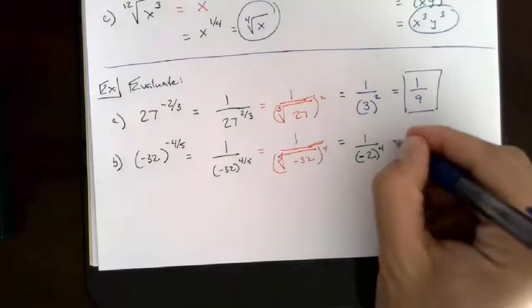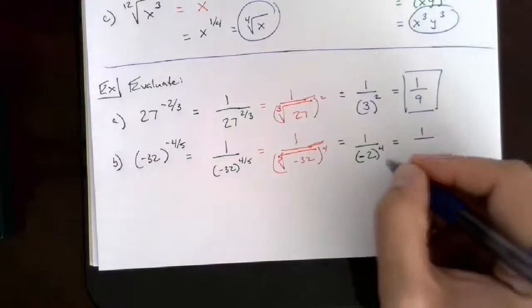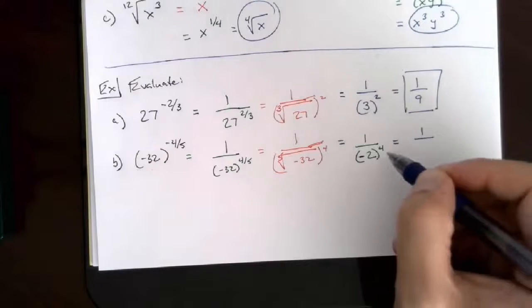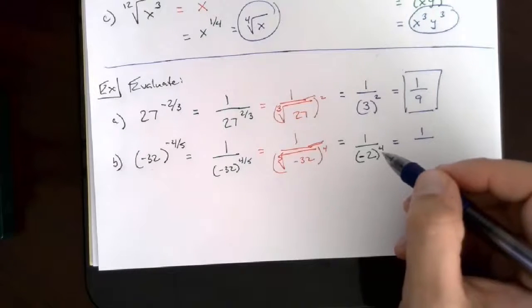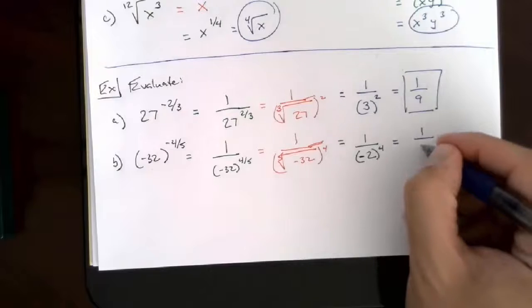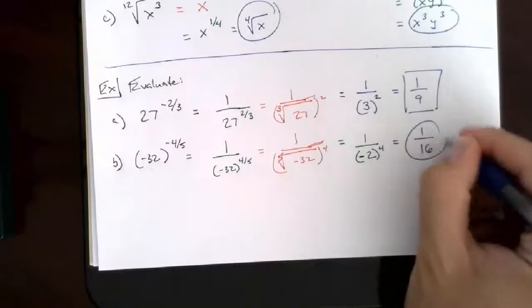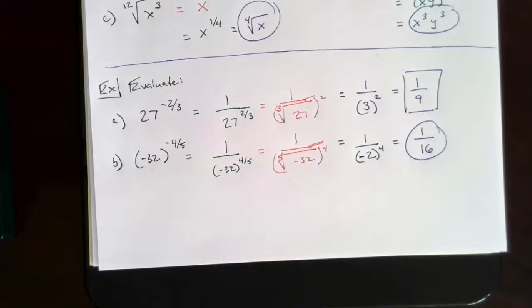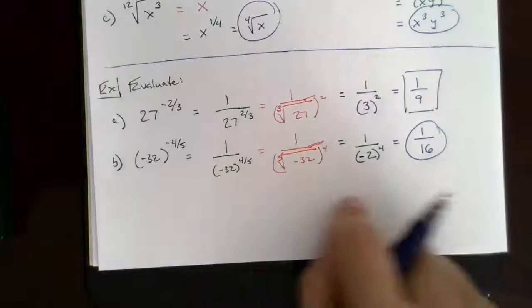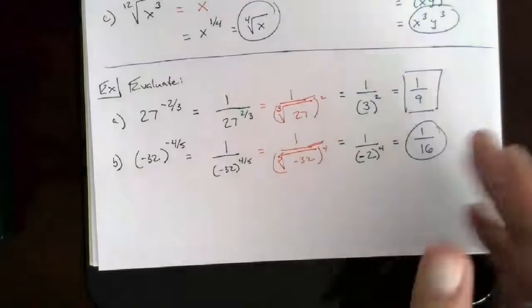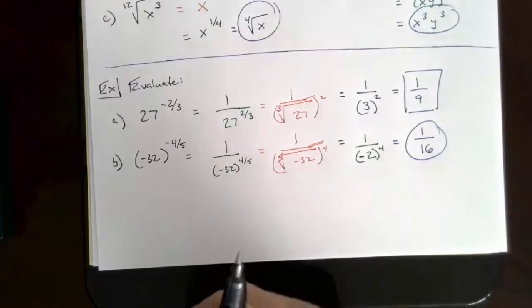Once you do that, simplifying this, we end up with 1 over negative 2 to the fourth power, and a negative number to an even power is going to become positive. And then 2 to the fourth would be 16, so we have 1 over 16. All right, so I do expect to see this work if you're showing it to me on a homework or a test, for example.